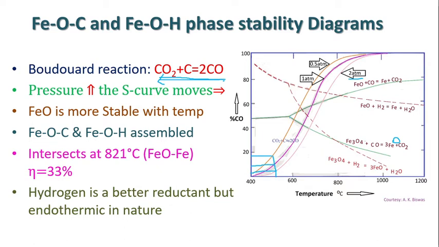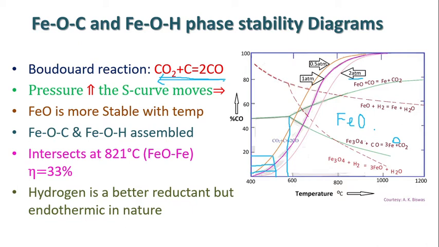Okay, this line has a positive slope. The starting point of FeO is about 572 degrees centigrade. The nose of this area, this is the FeO area. So the area is widened. That means with respect to temperature, the FeO is more and more stable.